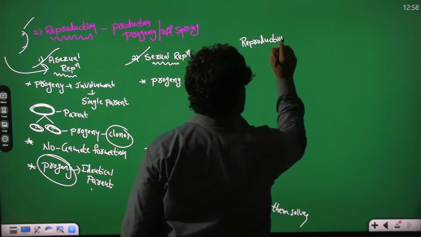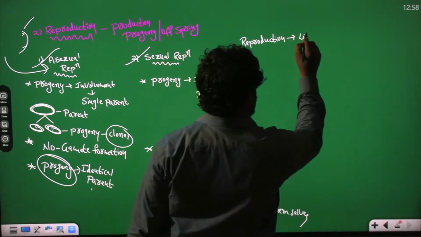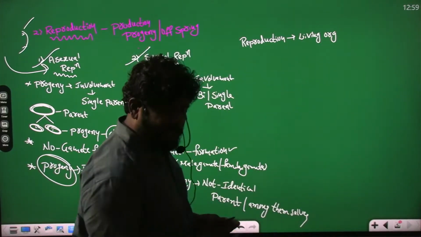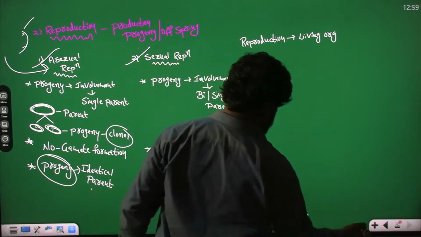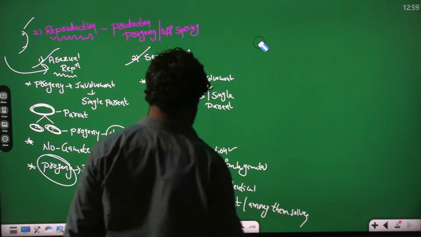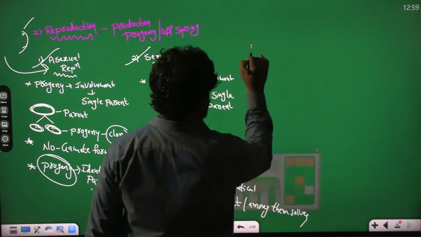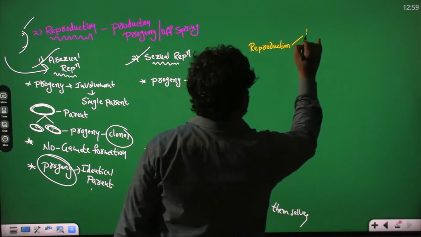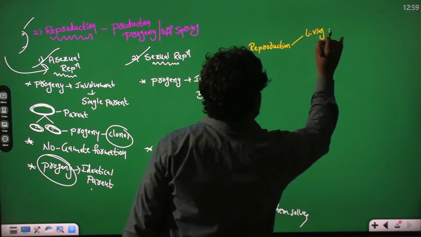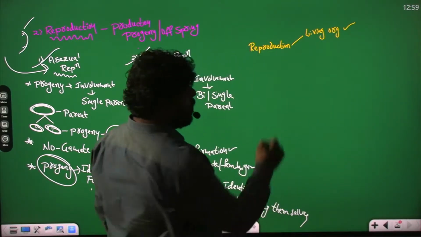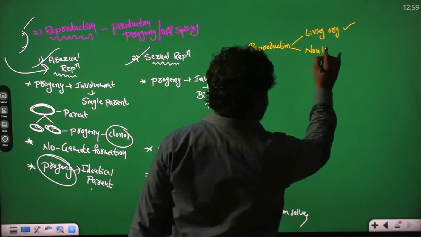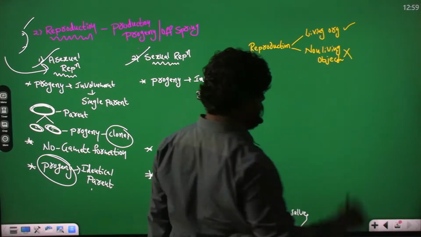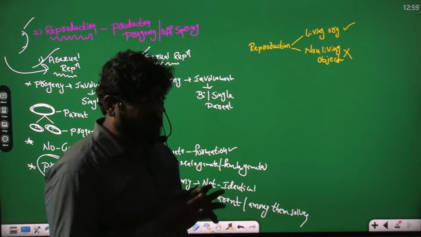Clear? And listen, very important: generally reproduction is reported in living organisms, but it is not present in non-living objects. Reproduction is reported in only living organisms.